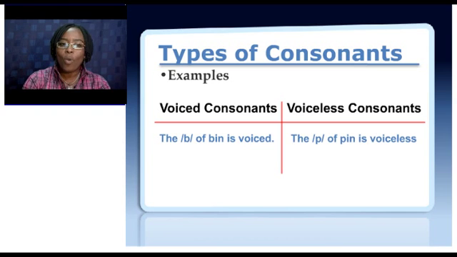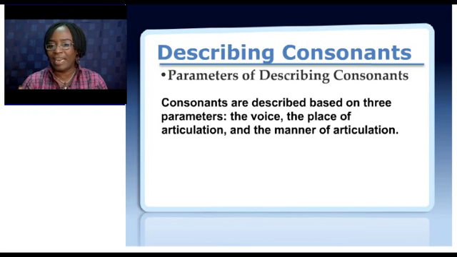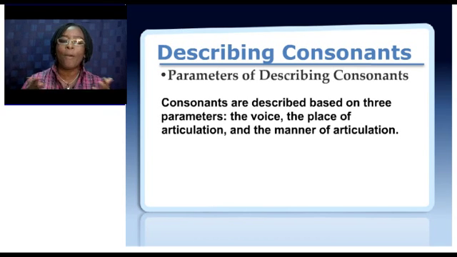Now also, we can describe our consonants based on three parameters. The voice, otherwise called the state of the glottis; the place where it is articulated, such as the lips, which is referred to as labial; and the manner in which it is articulated, such as whether it's a plosive or a fricative. These are the three parameters by which we describe our consonant sounds. However, since the concern of this course is basic use of English, these technical terms may not be so important.